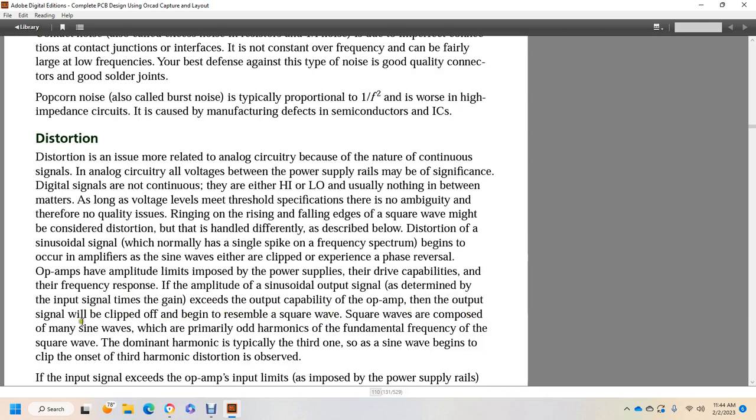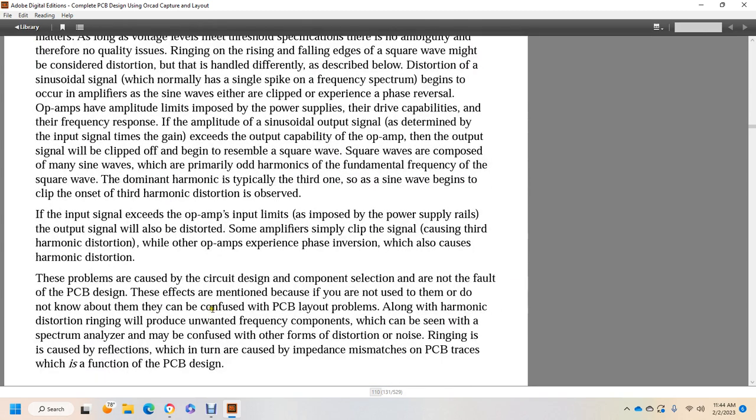Square waves are composed of many sine waves, which are the odd harmonics of the fundamental frequency of the square wave. The dominant harmonic is typically the third one, so when a sine wave begins to clip, third harmonic distortion is observed. If the input signal exceeds the op amp input limits imposed by the power supply rails, the output signal will also be distorted. Some amplifiers simply clip the signal and cause third harmonic distortion, while other amps experience phase inversion, which also causes harmonic distortion.